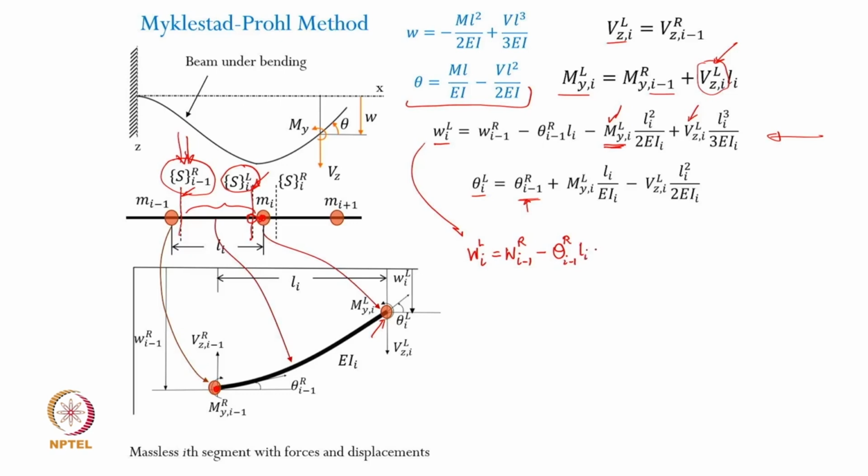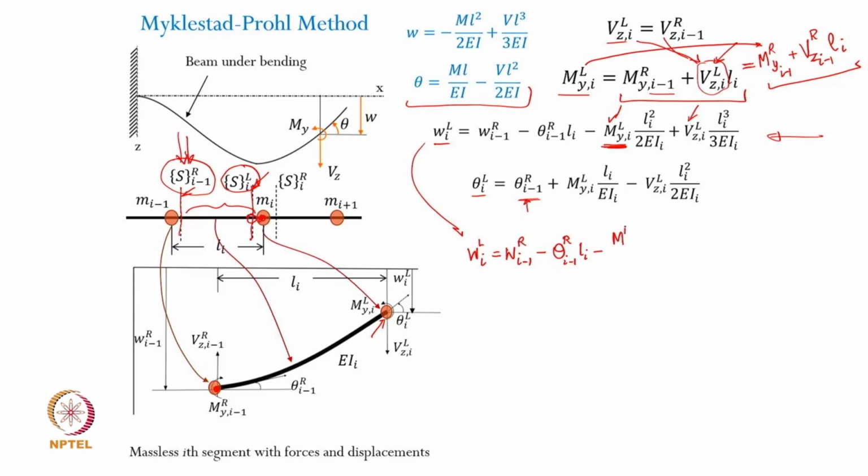So this is okay. Now this moment will be replaced with this moment, and this one will be replaced with this. So I can rewrite the right side as M_{ry,i-1} plus V_{z,i}^R, because both the shear forces are identical on either side of L_i. So I can use this M_{Li} equal to this value. So this is how I do it.